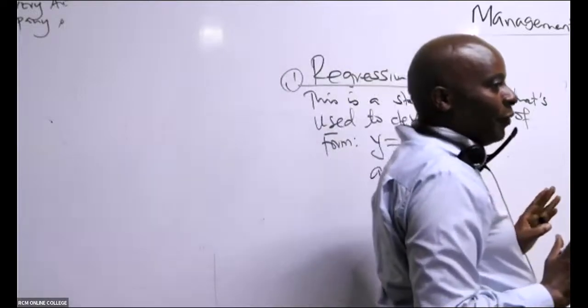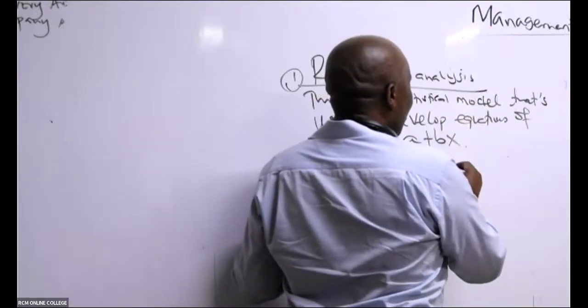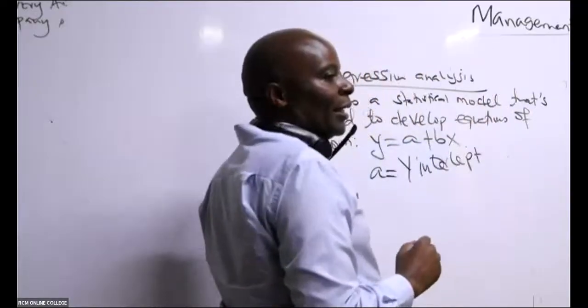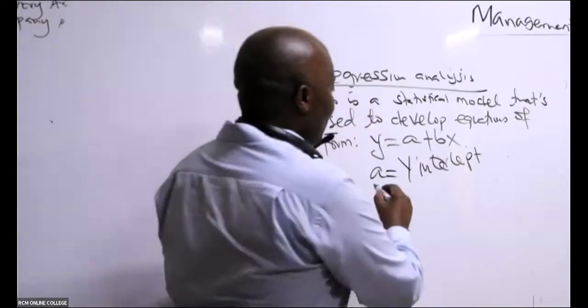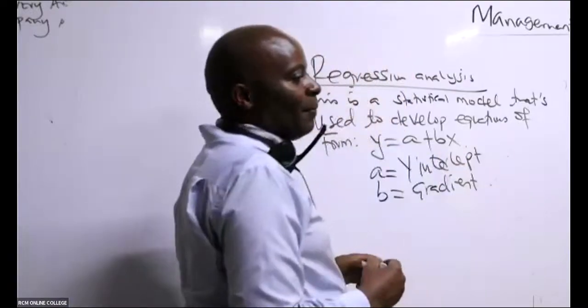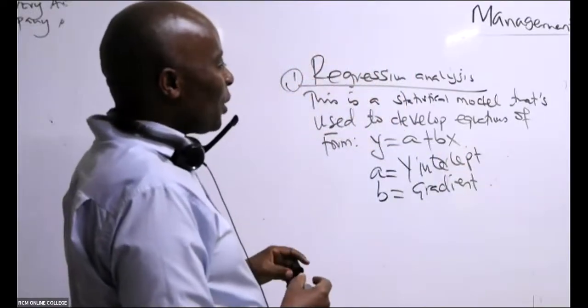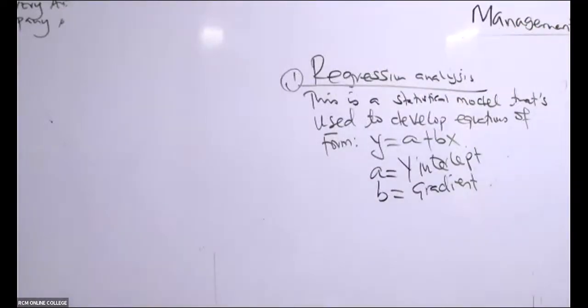In terms of cost, it will be fixed cost. But in a general straight line, this a stands for the y intercept, in a normal straight line. And b stands for the gradient, isn't it? Have you written like that? y equals a plus bx, where a equals the y intercept and b equals the gradient.